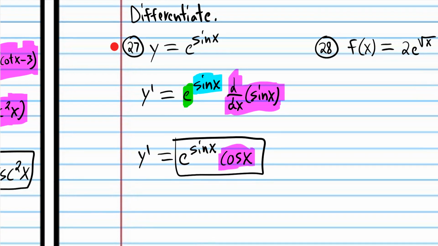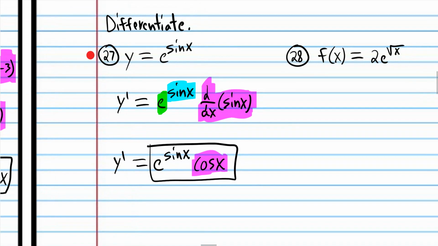So again, when you find the derivative of e to the x, it's just e to the x. That's the derivative. But if you have an inside function, that inside function needs to stay there because that's what the chain rule tells us. Keep the inside function unchanged. But you then have to multiply by the derivative of the inside function. So again, we're using the chain rule. Very important to understand the chain rule.